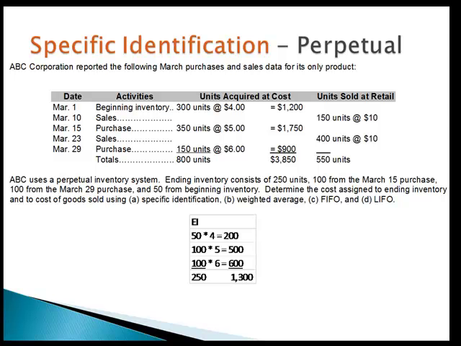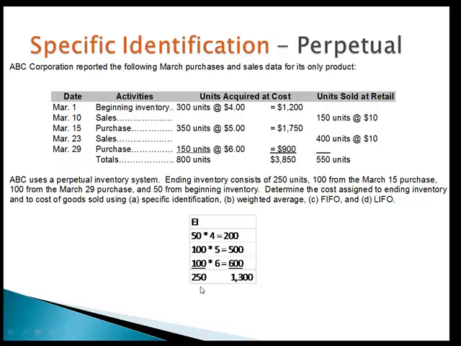So our ending inventory we can compute just by saying 50 units were at $4, 100 units, and again this comes from the sentence, 100 units came from this middle tier of inventory, the March 15th purchase, and 100 units came from this last purchase on March 29th. We can go ahead and compute those out. 50 units at $4, 100 units at $5, 100 units at $6. That gives us our ending inventory.